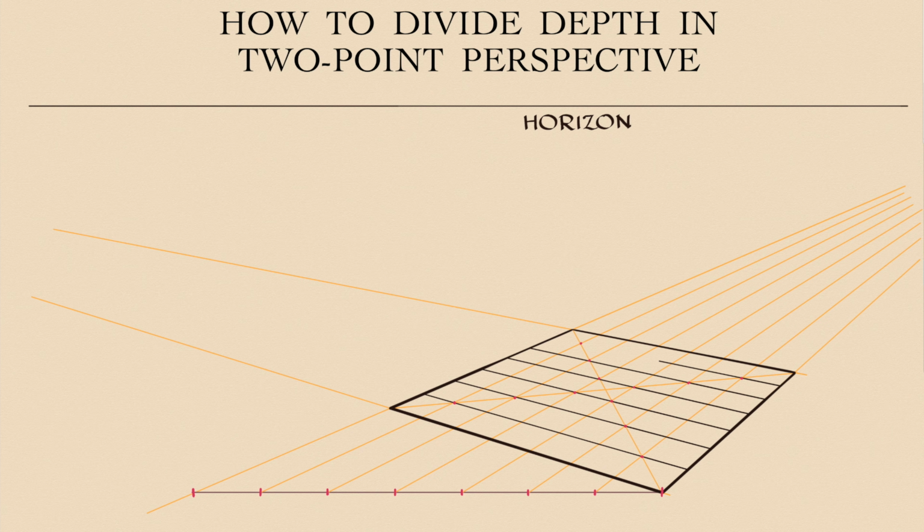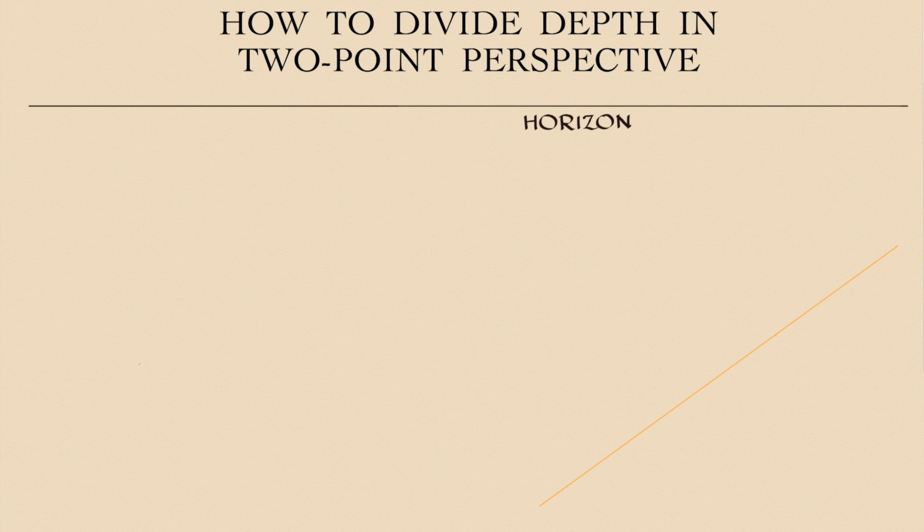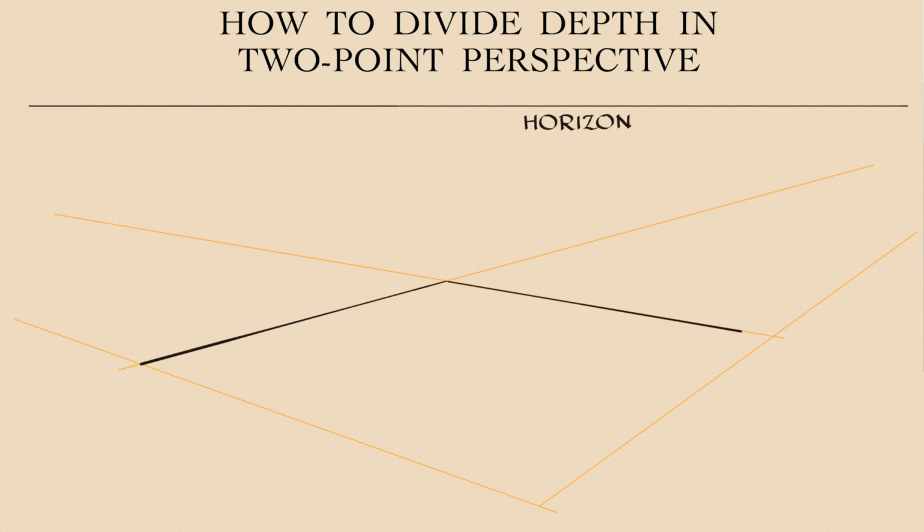I hope this demonstration is easy to follow even though it is not 1, but 2-point perspective. I will now make one more drawing in a 2-point perspective to demonstrate another method of dividing the depth. Here is the rectangle with foreshortened sides.